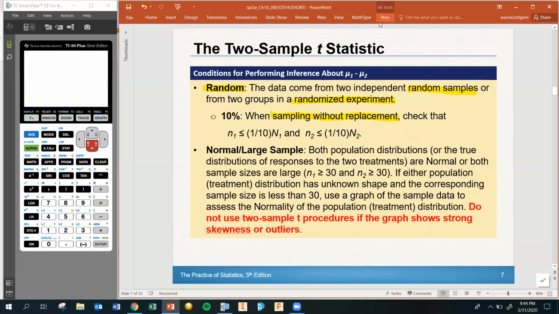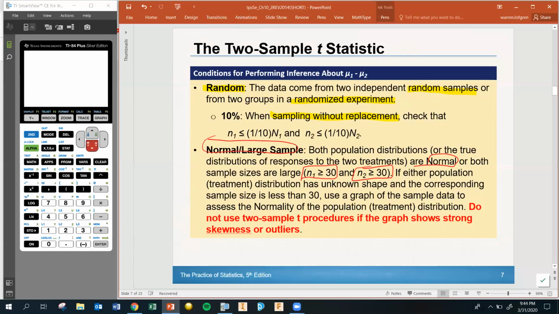But the final condition we have to check, this is the one you always got to be careful with. So I'm going to highlight a few things in here. The normal large sample condition here, this is one where you can meet it a few ways. And one of the ways, the initial way it says here, is do you know that both population distributions are normal? Very rarely are you even told that, or do you know that. Probably the most likely thing that's going to happen is you'll check to see, are the sample sizes large enough? Are both sample sizes bigger than or equal to 30? And if that's the case, which is really common, then that's all you need to check.